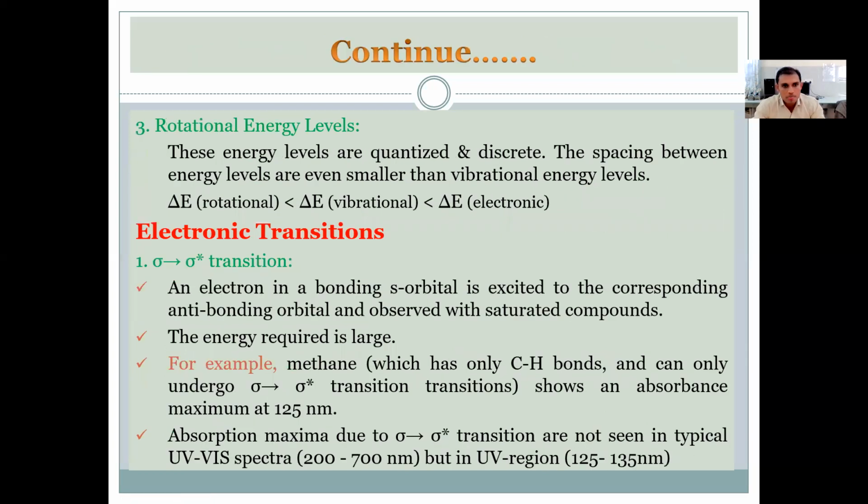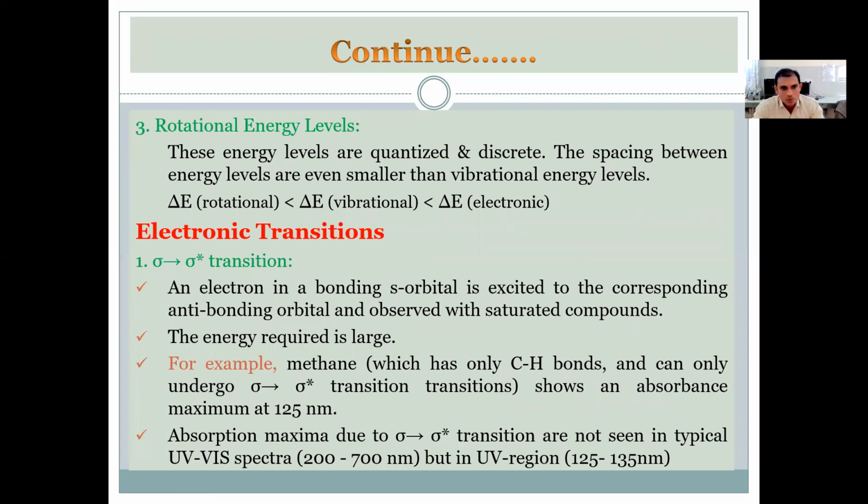Rotational energy levels. These energy levels are quantized and discrete. The spacing between the energy levels is even smaller than the vibrational energy. The order of these three energy levels is delta E rotational is less than delta E vibrational is less than delta E electronic. It means higher energy is required for delta E electronic. The electronic transitions.